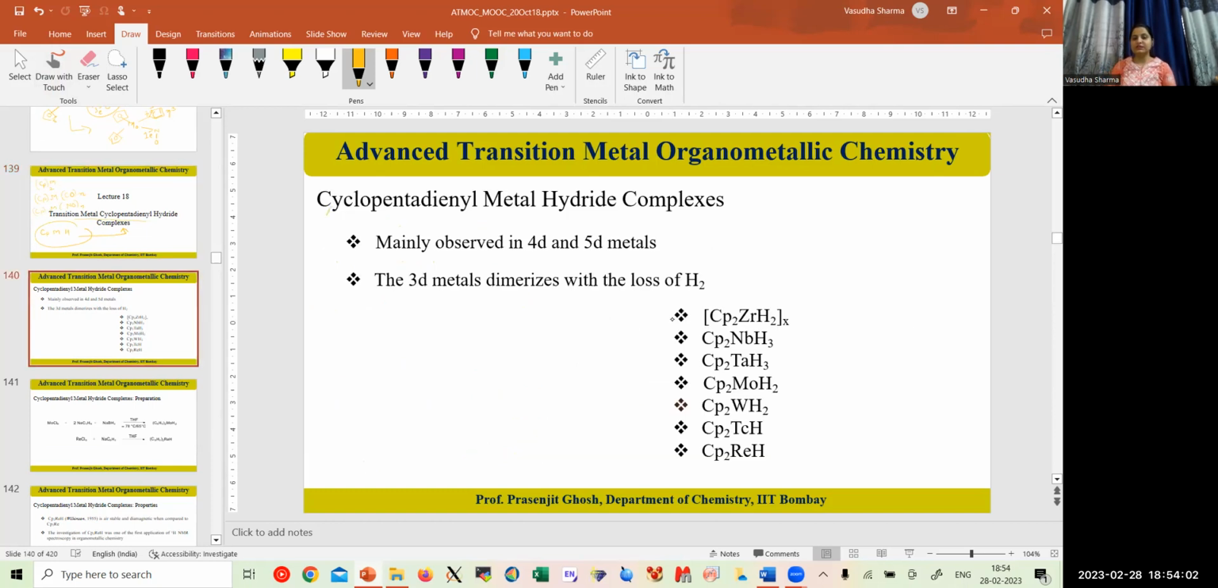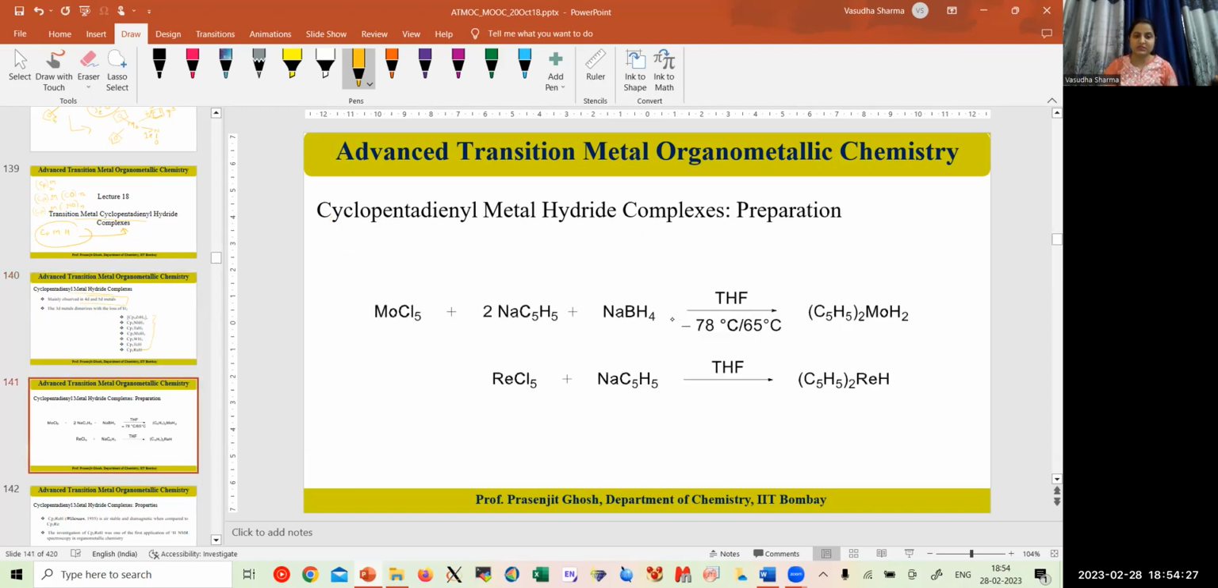Mainly these kinds of hydride complexes are observed in 4d and 5d because of their reactivity. But in the case of 3d metals, they generally tend to dimerize with the loss of H2. Among 3d, 4d and 5d, you can see tungsten, molybdenum, tantalum making the hydride complexes. So this will be stable in case of 4d and 5d, but in 3d it will not be very stable. They will be very reactive and therefore tend to lose the hydride.